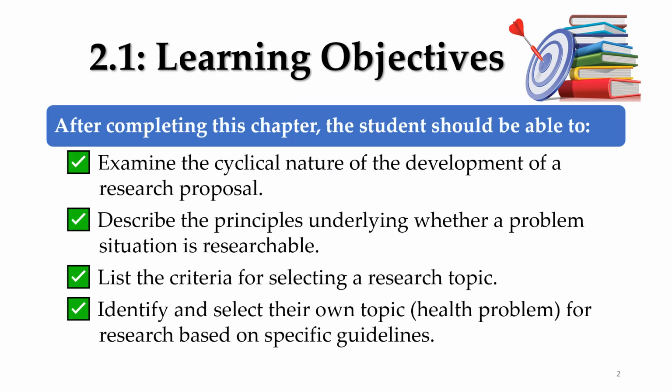So in this discussion, we are going to examine the cyclical nature of the development of a research proposal. We'll also describe the principles underlying whether a problem situation is researchable. We will also list the criteria for selecting a research topic. Then lastly, we might identify and select a health problem for research based on specific guidelines.